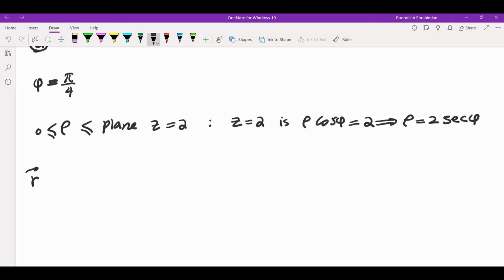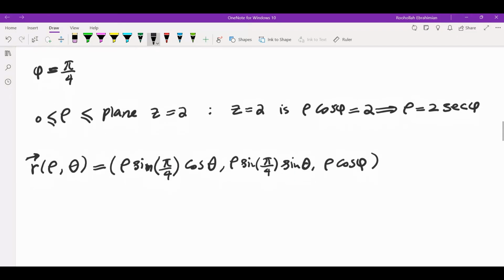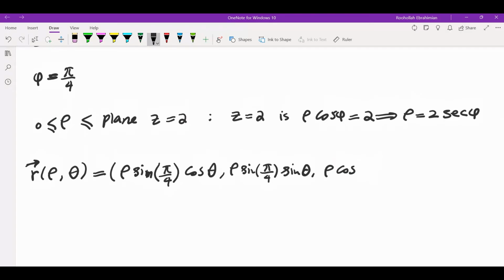So here is another parametrization. We could use the parametrization with parameters rho and theta, where phi is pi over 4. First component is rho sine phi, which is pi over 4, and then cosine theta. Second component is rho sine phi sine theta, so sine of pi over 4 sine theta. And last component is rho cosine of phi. And as we saw, phi is pi over 4.